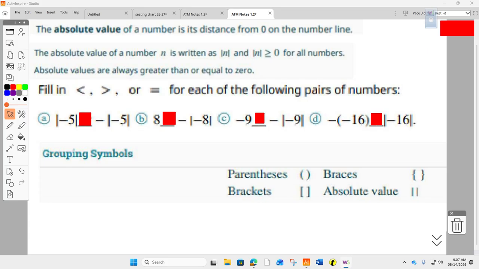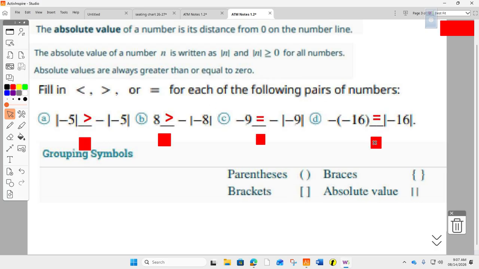Marcus, what'd you put for A? Less than, greater than, or equal? Greater than. So the absolute value of negative 5 is what, Marcus? 5. And the opposite of the absolute value of negative 5, well, the absolute value is 5, so the opposite of 5 is negative 5. You're exactly right. The absolute value of negative 8 is positive 8, and the opposite of the absolute value of negative 8 is negative, so that makes this one greater. The absolute value of negative 8 is a positive number, and the opposite of that is negative.